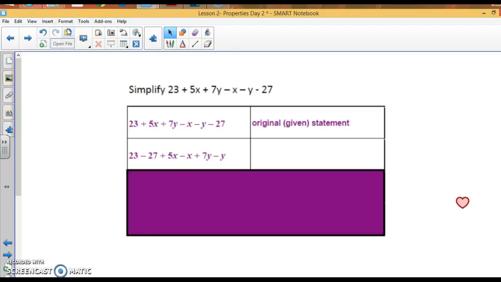All right, let's take a look at this one. Here's the original problem. What happened from this line to this line? Well, look, the order changed. Same thing, but in a different order. That is the commutative property.